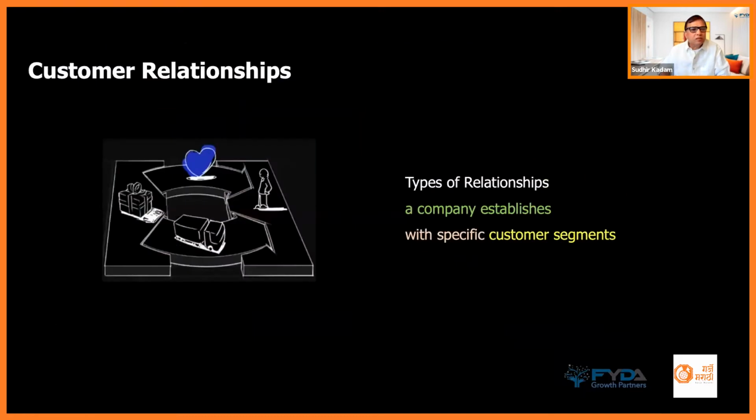Next, we'll come to customer relationships. Customer relationship is, once you have sold the product or the service to the customer, how are you going to maintain that relationship on an ongoing basis? In the earlier case, it was very simple. We used to sell, and once the sale was done, that's the end of the sales process. After that, there is some small support. If the customer has a problem, they will come back.